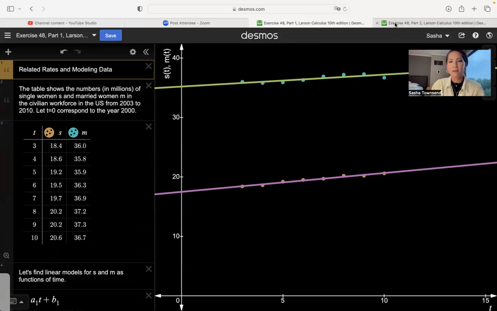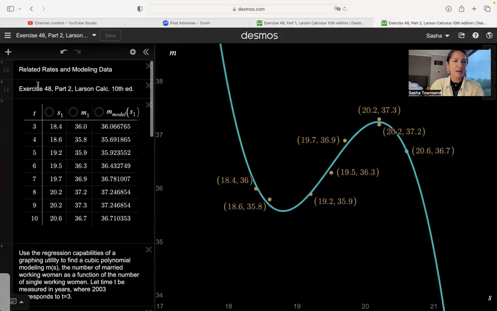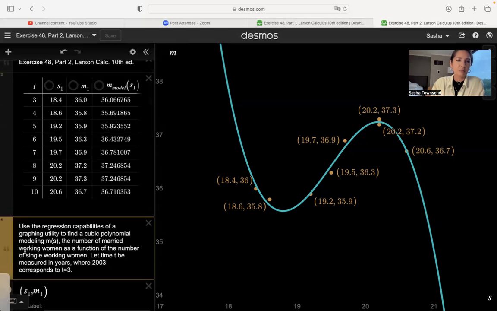In order to figure that out, we might make a model that relates S and M. So this is actually part of the problem statement in the book. At first, I didn't think this data set was particularly interesting, but I did think it ultimately gives us a good opportunity to discuss rates of change. So here's what the problem statement in the textbook says. It says, use the regression capabilities of a graphing utility to find a cubic polynomial modeling M of S, the number of married working women, as a function of the number of single working women. Let time t be measured in years where 2003 corresponds to t equals 3.